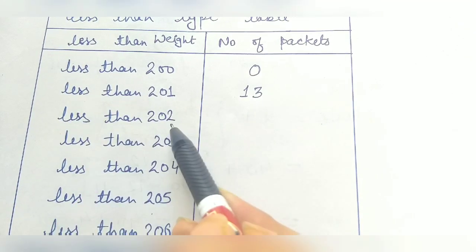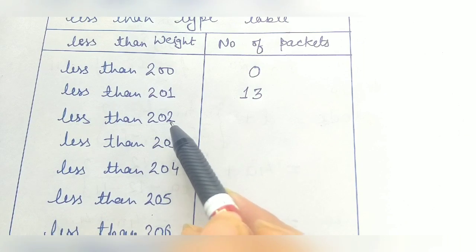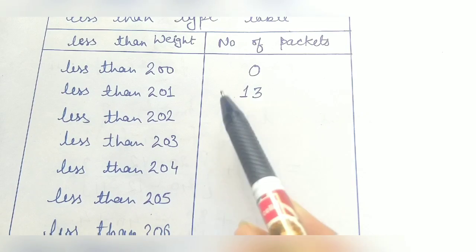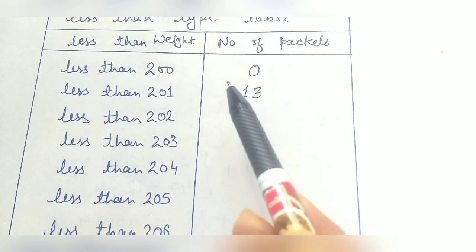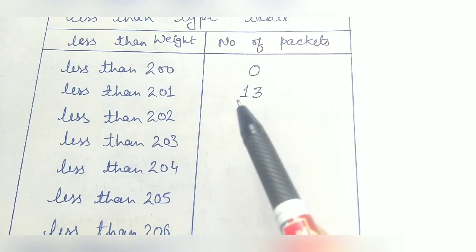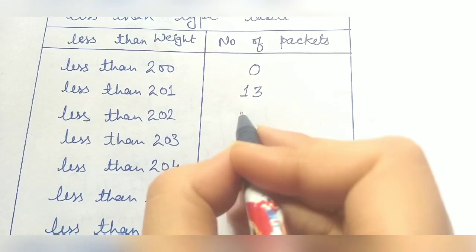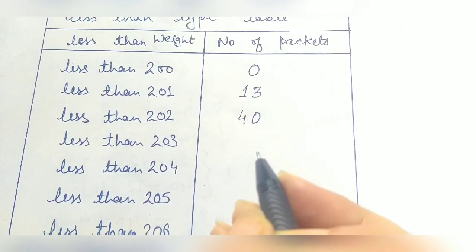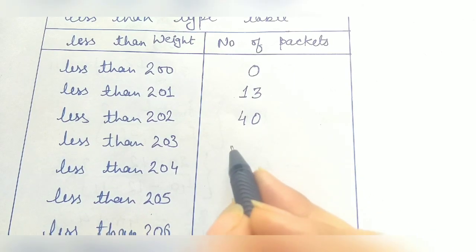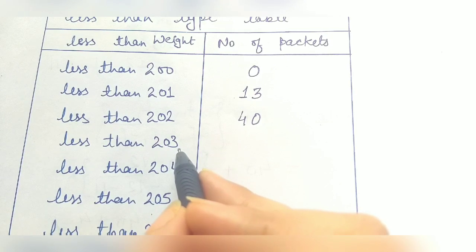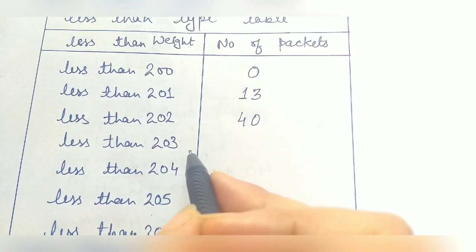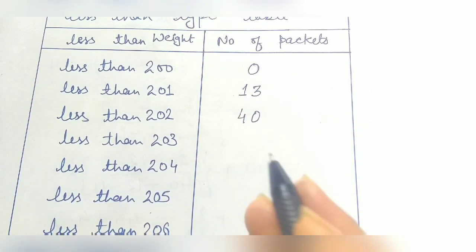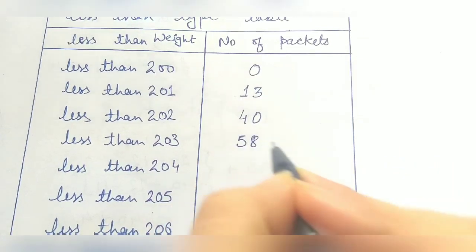Then less than 202. In less than 202 we add all the above frequencies, that means 13 and 0, plus the given frequency in that interval 201 to 202, that is 27. So here we have the value 40. 13 plus 27 is 40. Right? Now the next value is less than 203. So the value in that particular interval and all the above values should be added. So it comes to 58.